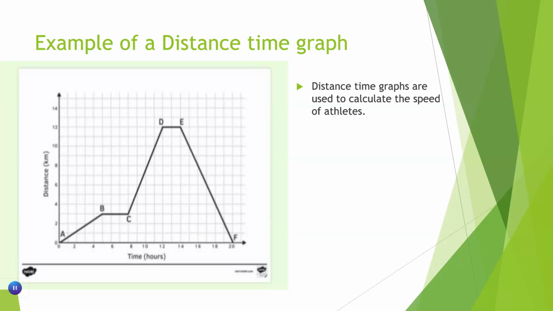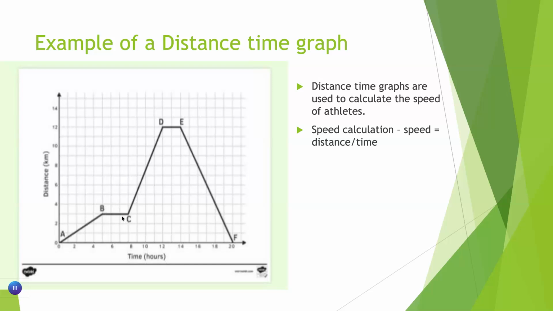So then we put that into the equation and do distance divided by time. So 3 divided by 5, which is 0.6 kilometers an hour. So from A to B, the athlete is running at 0.6 kilometers an hour. Then from B to C, the athlete is traveling at 0 kilometers an hour as they've traveled 0 kilometers.